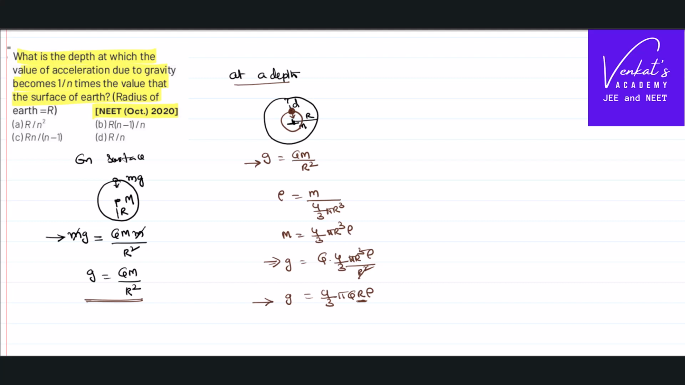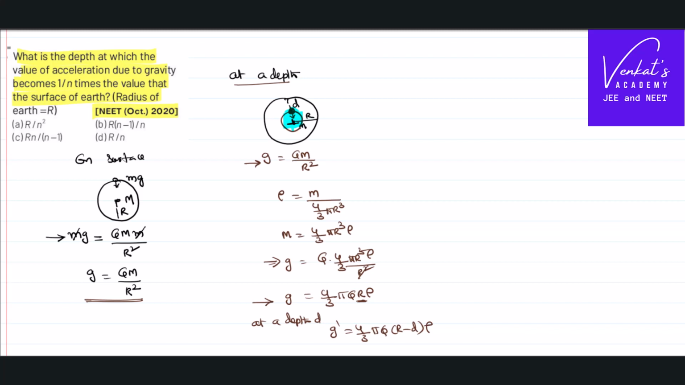So we can write at a depth d, g dash becomes 4 by 3 pi G, as the entire radius is not acting, only this part is acting, that will automatically become R minus d, rho. That is the acceleration due to gravity at a depth.